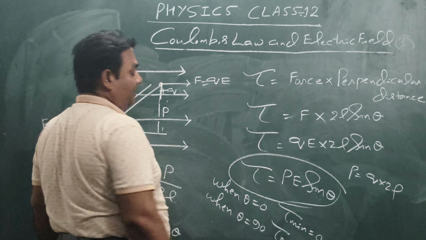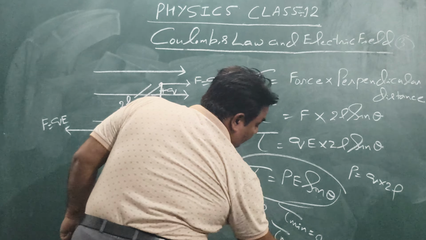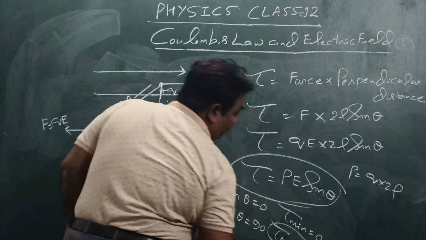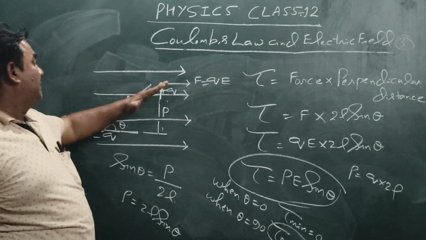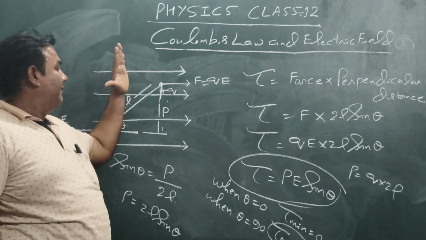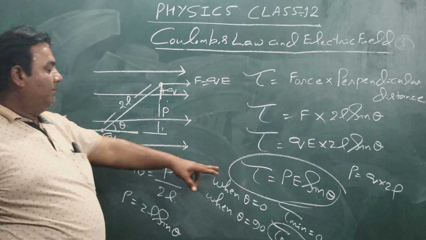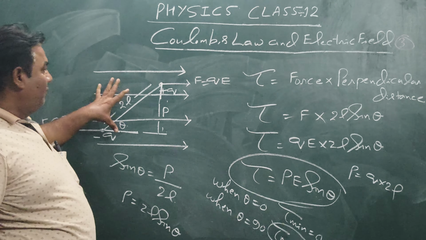And when theta is 90 degrees, torque is maximum, because sine 90 is 1, which is the maximum. The maximum torque is PE when the electric dipole is placed perpendicular to the uniform electric field. It experiences maximum torque. But this formula is applied when the electric dipole is placed in a uniform electric field.